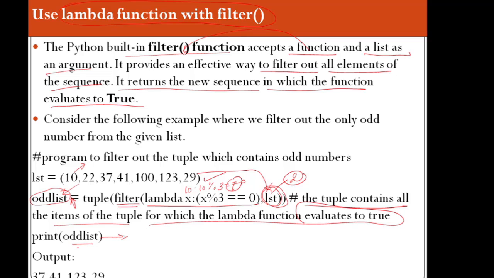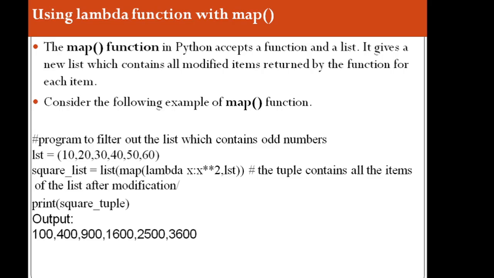So when you try to print this odd list, it will display only those elements of this list, filtering out only those elements that are divisible by 3, or only those elements that satisfy the condition mentioned in the lambda. So this is how the filter works.